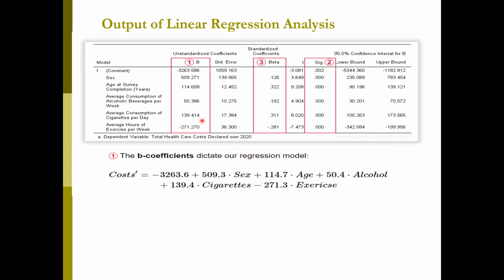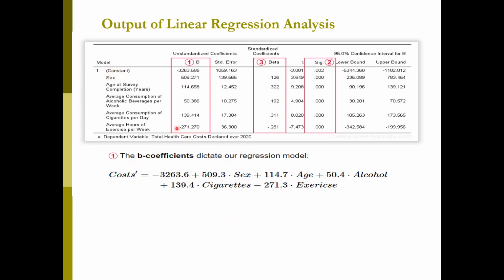Let me go down to average hours of exercise. Look at the sign before it. It is negative. Negative 271.277. That is how come we put a negative sign in front there. I hope you understand how a regression equation is written. You pick the sign and then you will write the model definition.